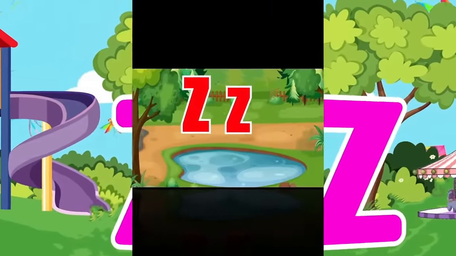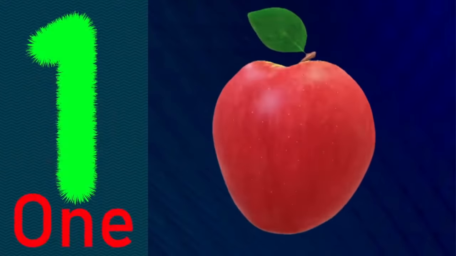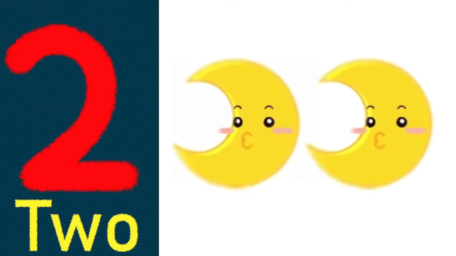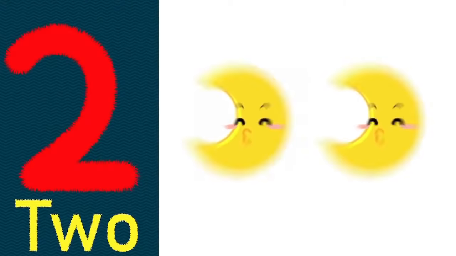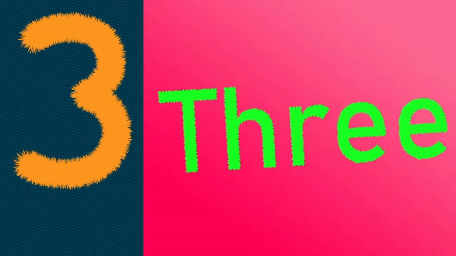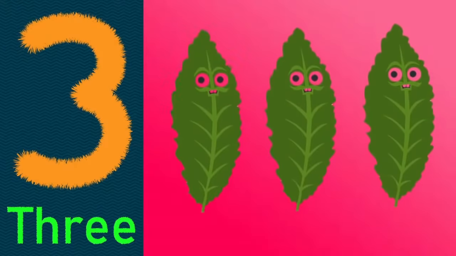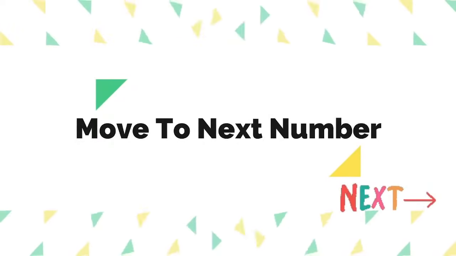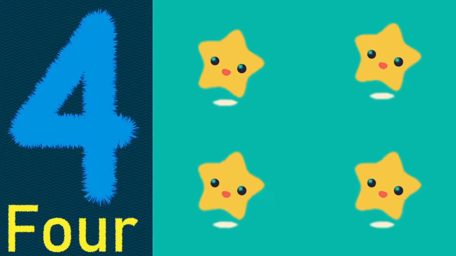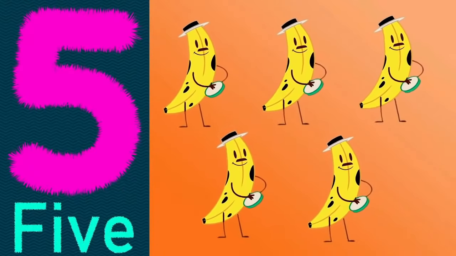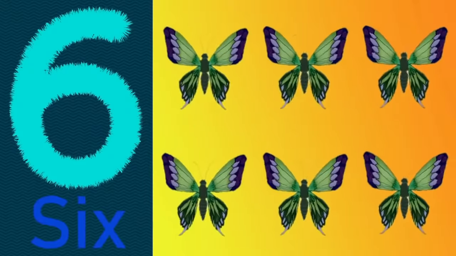One apple. Two moons. Three leaves. Move to next number. Four stars. Five bananas. Six butterflies. Move to next number.